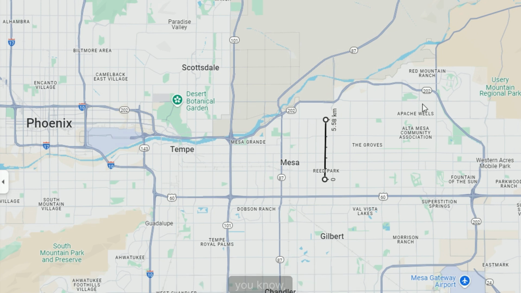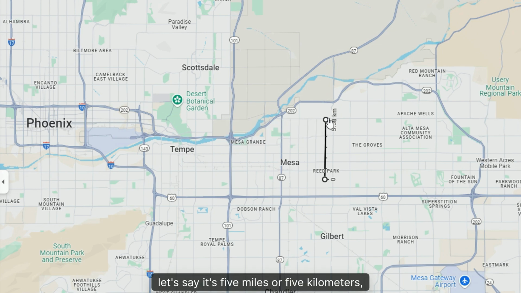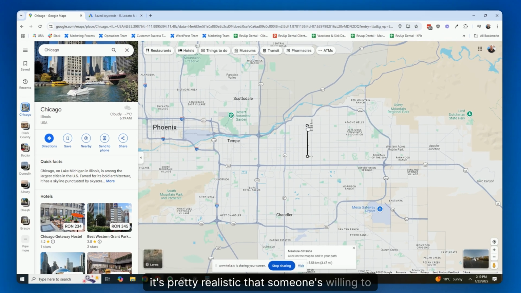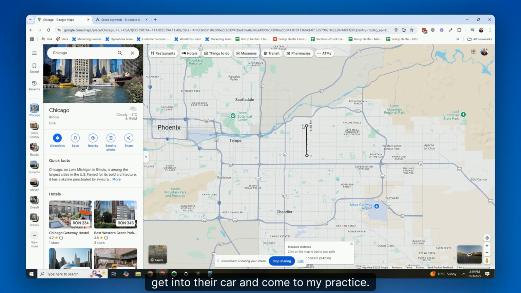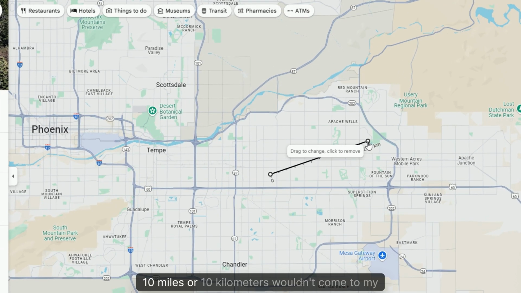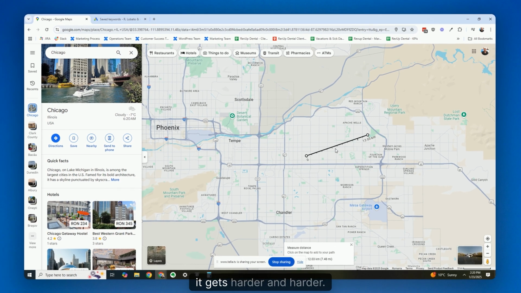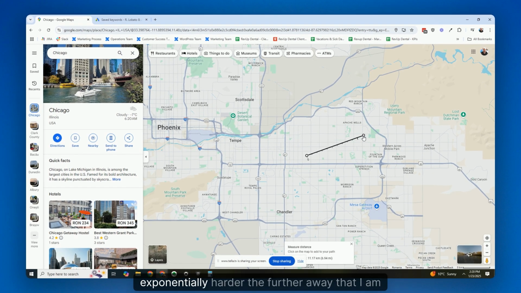So, let's say it's 5 miles or 5 kilometers, and somewhere around this sort of radius, it's pretty realistic that someone's willing to get into their car and come to my practice. It's not saying that someone who is 10 miles or 10 kilometers wouldn't come to my practice, but it gets harder and harder. It's exponentially harder the further away that I am.